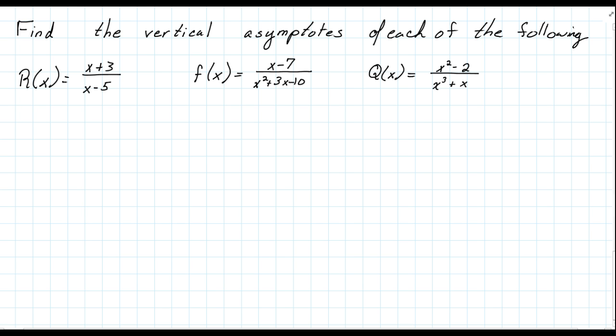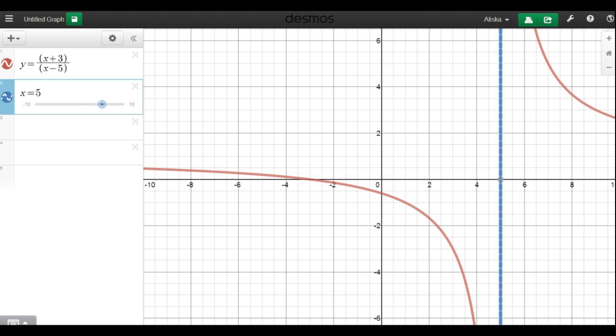So we're just going to take x minus 5. And instead of setting it not equal to 0, we're going to set it equal to 0. And so we get that x equals 5. That is our vertical asymptote. Okay, let's look at the graph of that. So here's our graph and the vertical asymptote we found.